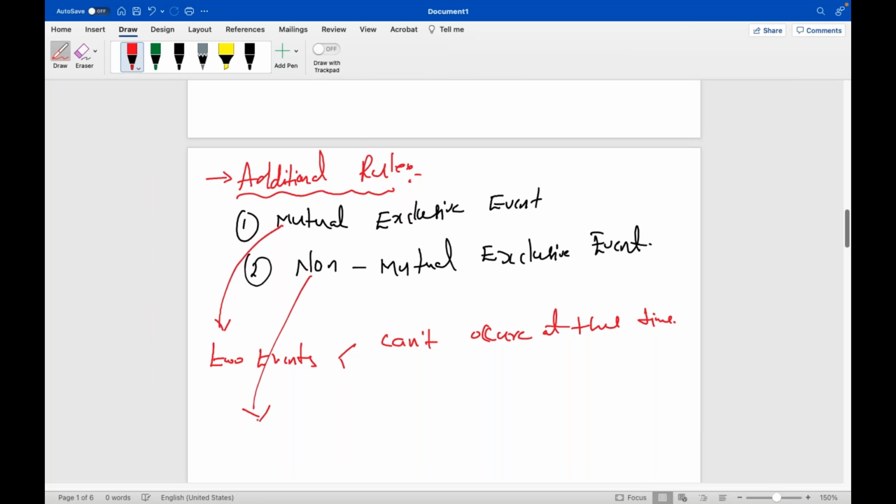Non-mutually exclusive events, in the sense that at the same time you might be getting multiple events. For example, an India-Pakistan cricket match. India and Pakistan play at the same time, they will play only one match at a time, right?